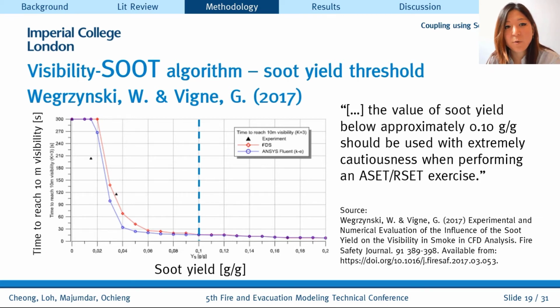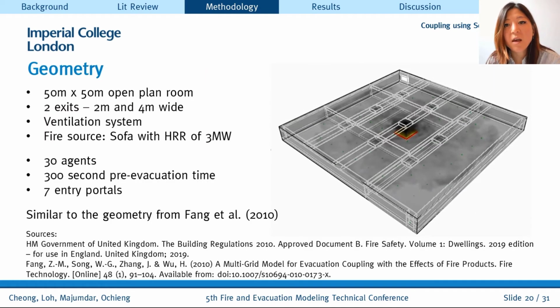So let's get into the work we have carried out. The geometry we consider is 50 meters by 50 meters, similar to what Fang et al. have used for their coupling work. Although the purpose of their work was to apply a multi-grid method to FDS+Evac and not to alter how visibility is used in the evacuation process.